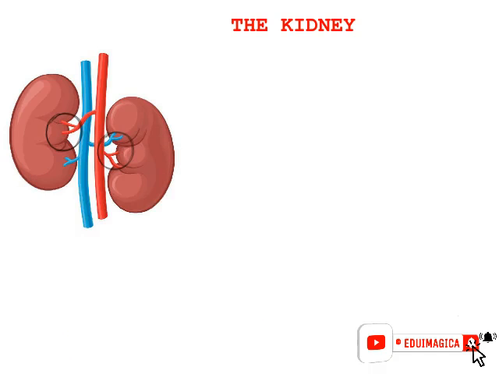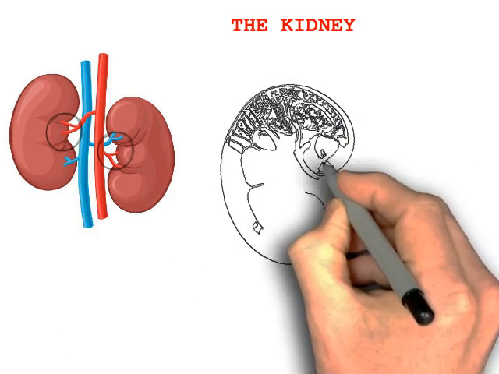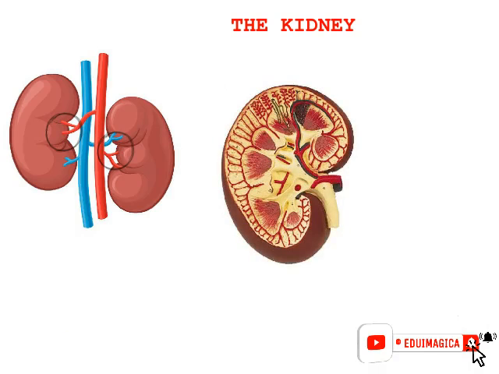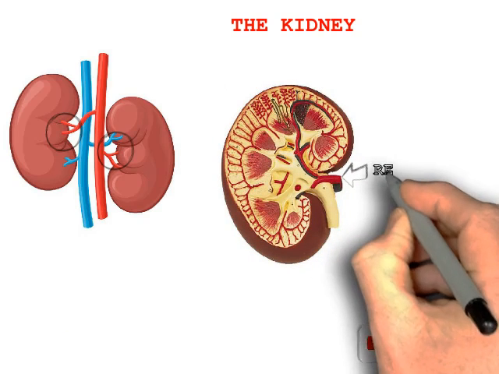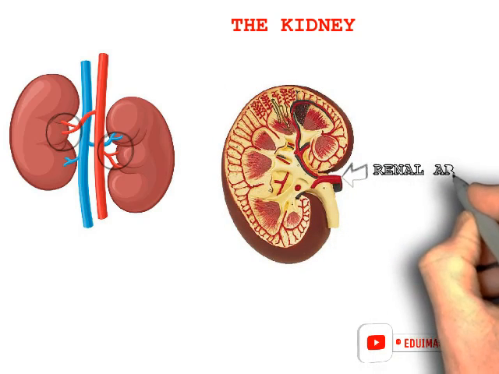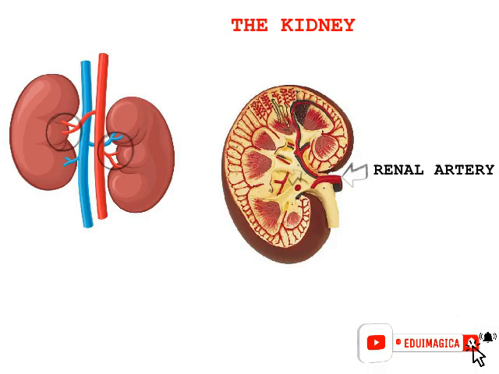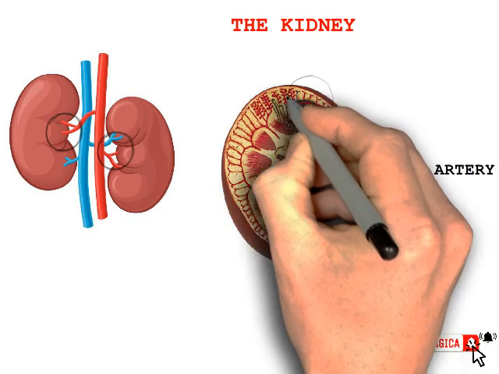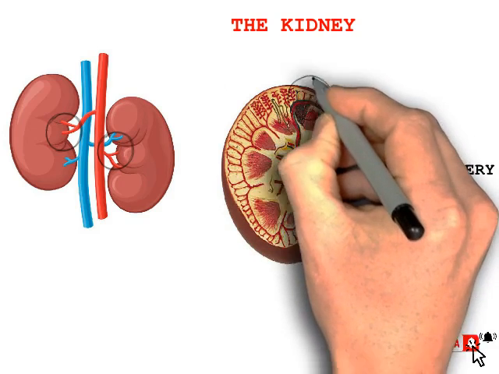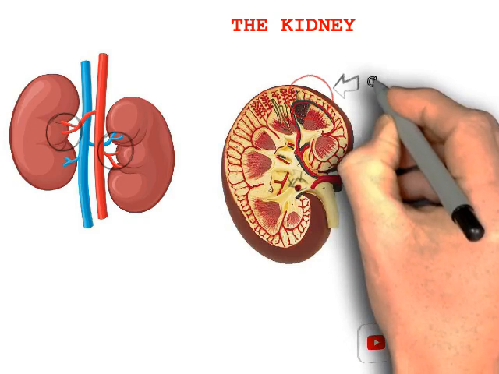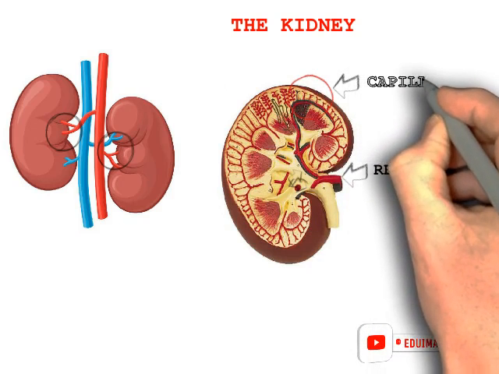As I told you earlier, the hilum is a place where the blood vessels enter and exit the kidney. So the blood vessels enter the kidney through the renal artery. The renal artery gets divided into small branches. These small branches ultimately go to the cortex and divide into smaller branches known as the capillaries.